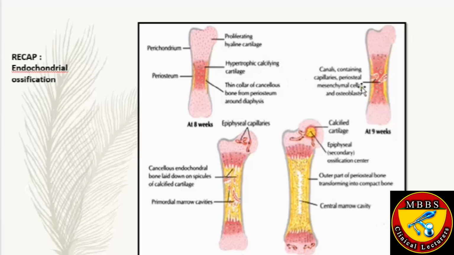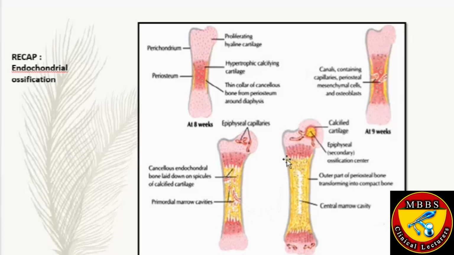At the same time, nutrient artery will give its branches in this region from the outside, and along with the artery, the progenitor cells, osteoprogenitor cells, also reach the area, and along with the circulation, hemopoietic cells will also come to this area. Now, the osteoprogenitor cells, which differentiate into osteoblast cells, they will start to lay down bone over the already existing remaining spicules of the calcified cartilage. In this way, bony tissue is formed in the shaft area.